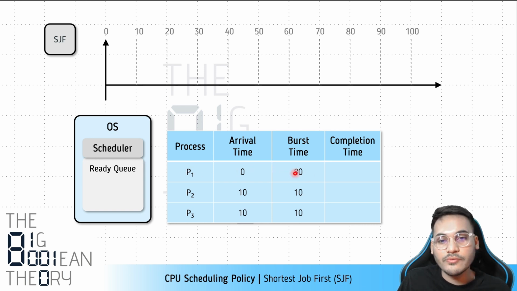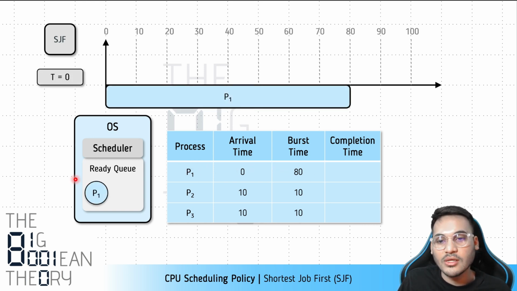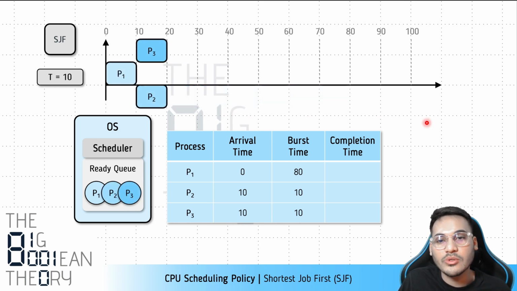So at t equals 0, we have our first job, that is process P1. You can see at t equals 0, process P1 arrives and it is in the ready queue. And at this point, the scheduler has to make a decision according to the shortest job first. Since there is only one process, there is not much of a choice. P1 is the only process, so P1 will be scheduled on the CPU. At t equals 10, we have P2 and P3 also arriving. P2 and P3 are shorter jobs. They have a burst time of 10 milliseconds if you compare them with P1, which has a burst time of 80. So at t equals 10, P2 and P3 have arrived in the system.